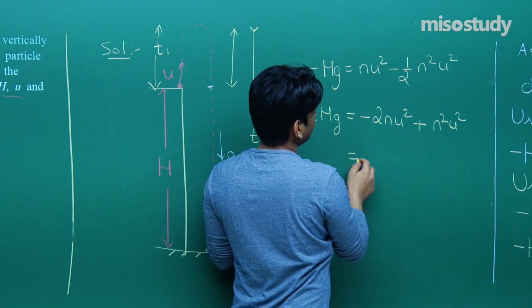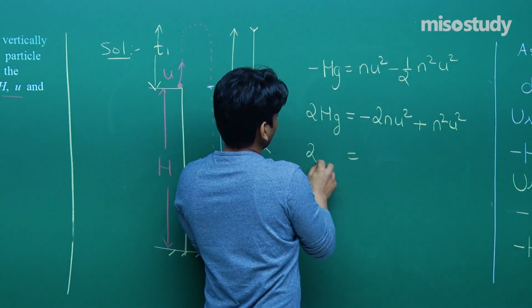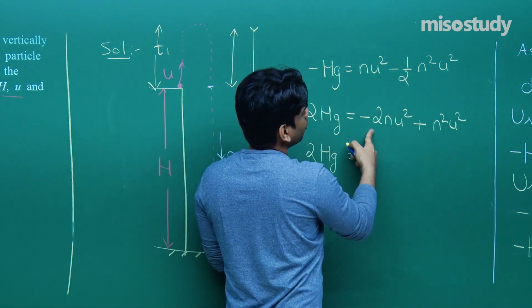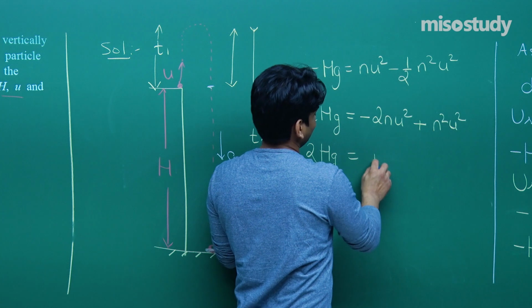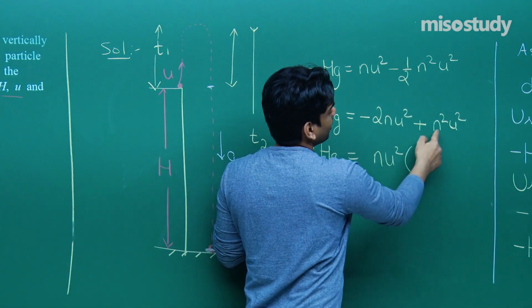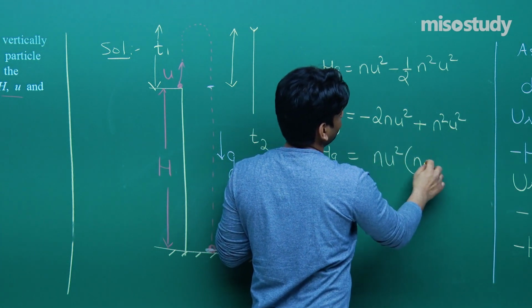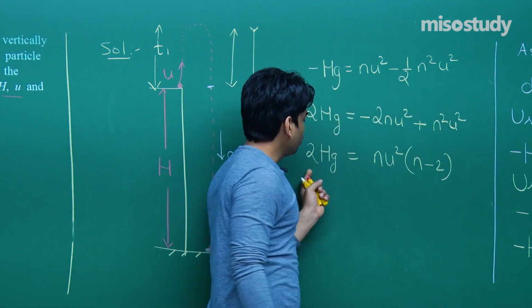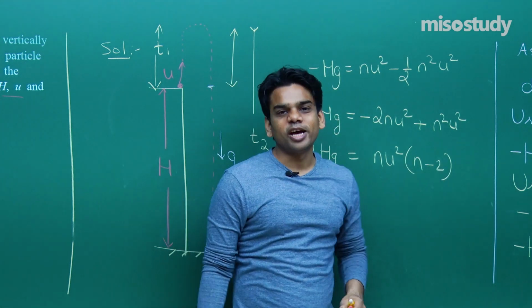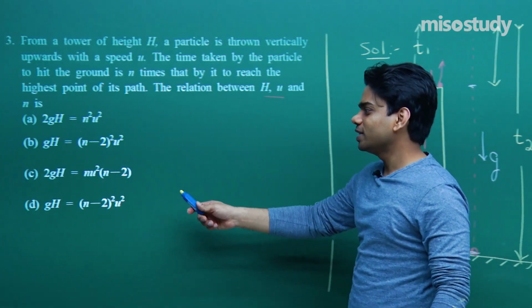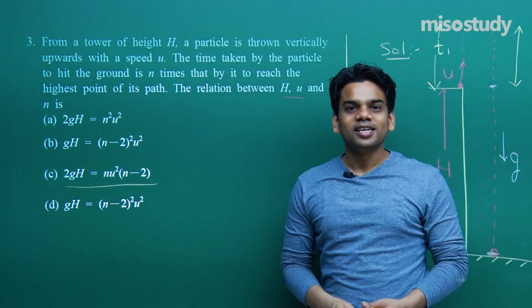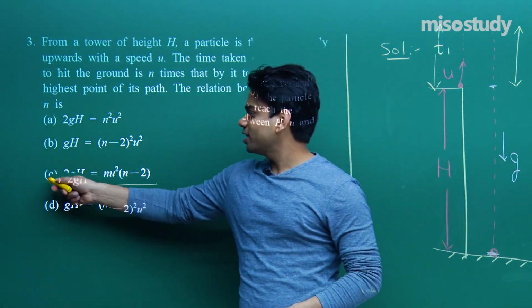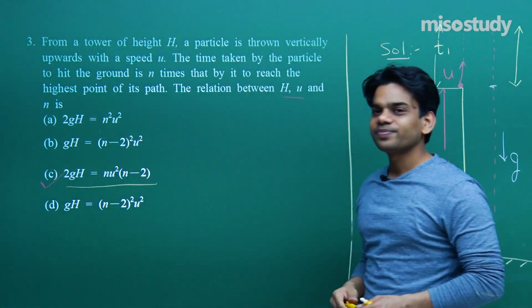Let me simplify this. Here what you will be getting, 2hg is equal to, now observe this, we can take nu square as common. Here will be left n, and here will be left with minus 2. 2hg equals nu square into n minus 2. So 2gh we are having, nu square n minus 2, the same option. So this is option number C, that is the right answer.